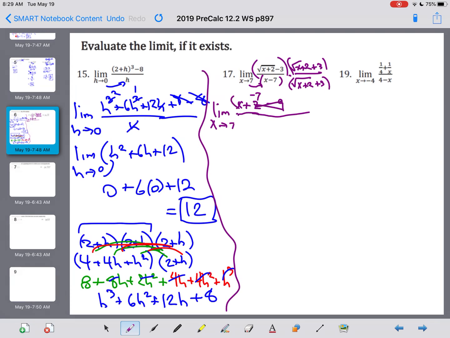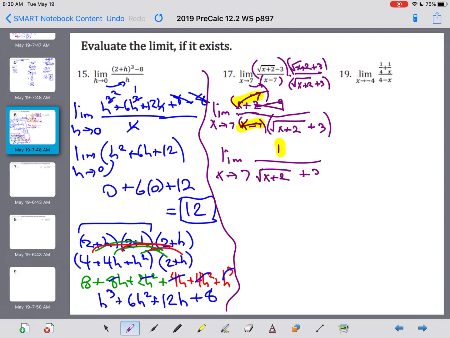So this becomes x minus 7. I get my x minus 7 here, and then I get the square root of x plus 2, and then plus integer 3. These now cancel. So now I have the limit of x approaching 7 of 1 on top with the cancellation of these guys. And in the bottom I have the square root of x plus 2 and then plus 3.